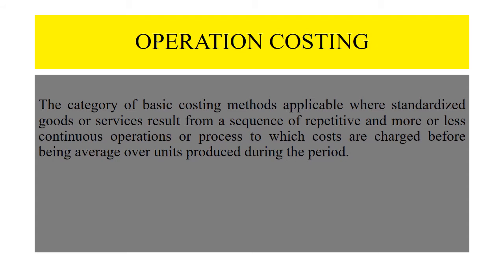The second basic method of costing is operation costing. Under this method, costs are accumulated for each operation and the cost per unit is ascertained at each stage of production by dividing the total cost of each operation by the normal output of that operation. Operation costing is used in the industries where the manufacturing process consists of a number of distinct operations. This method is also known as process costing or period costing.